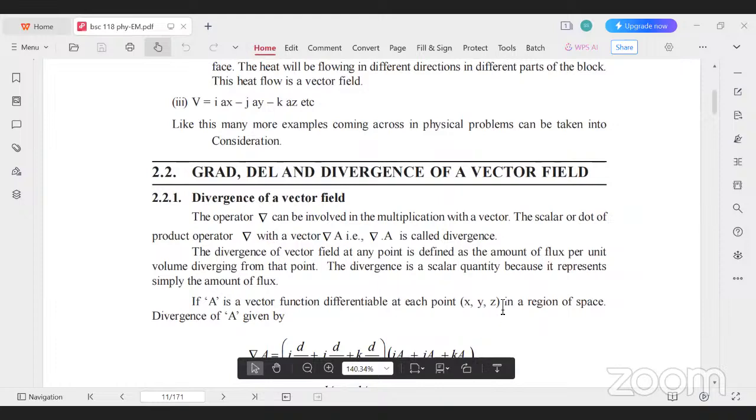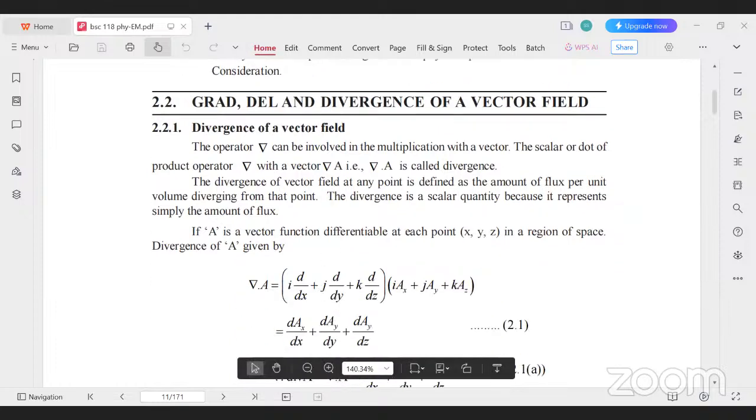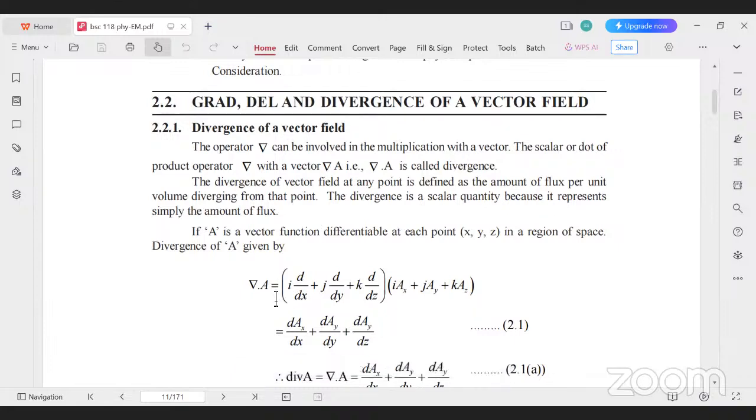If I'm taking x, y, z in a region of space, I want to find the divergence. Divergence is nothing but what happens if I'm taking a field where it can be diverted, in this way, this way, this way. To simplify it, I'm taking a vector. The operator del involved in a scalar or dot product with a vector is called divergence.